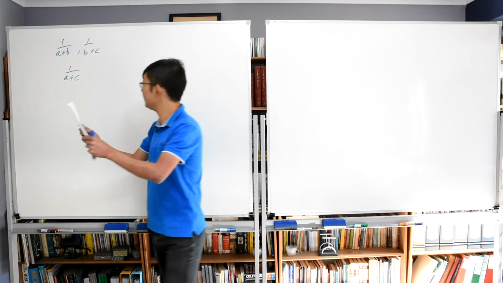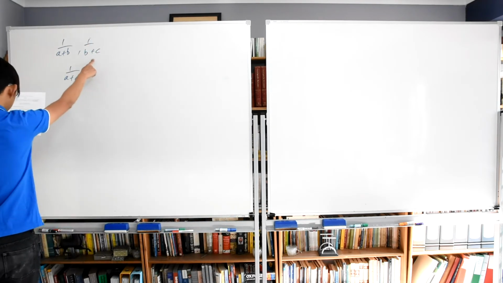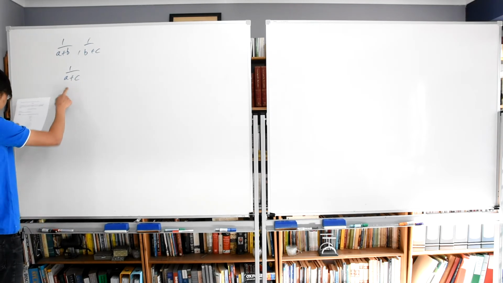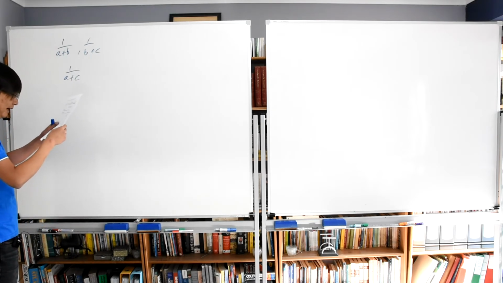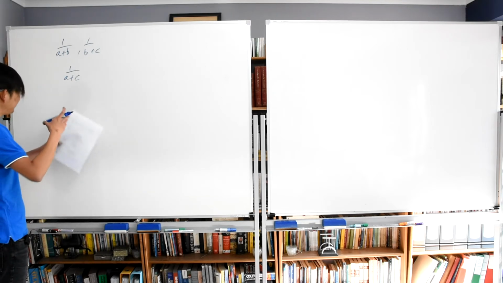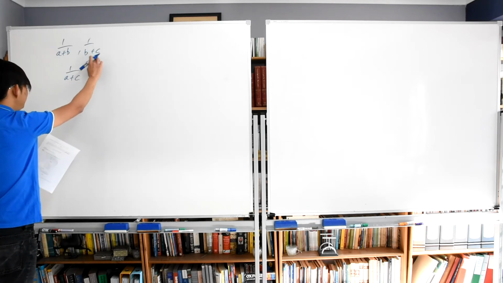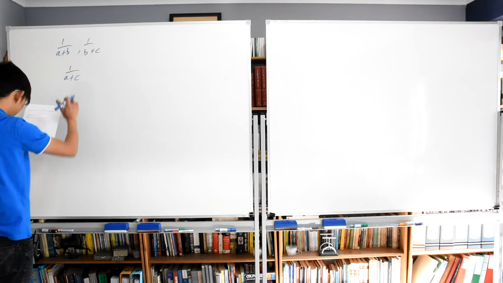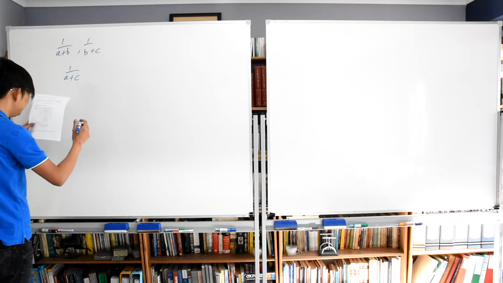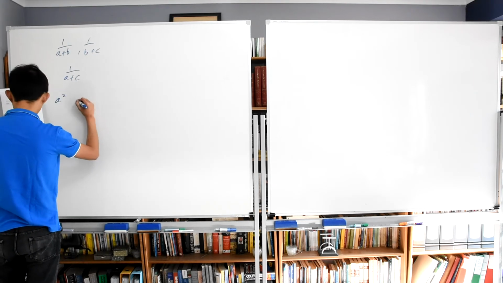Given the arithmetic mean of 1 upon a plus b and 1 upon b plus c is 1 upon a plus c, find in terms of b the arithmetic mean of a squared and c squared. Once again, given that the arithmetic mean of 1 upon a plus b and 1 upon b plus c is 1 upon a plus c, find in terms of b the arithmetic mean of a squared and c squared.